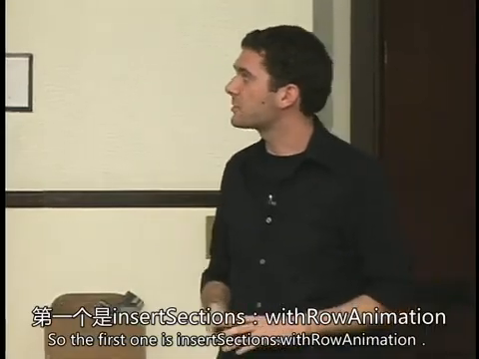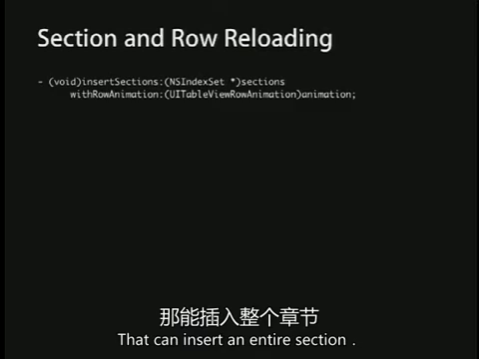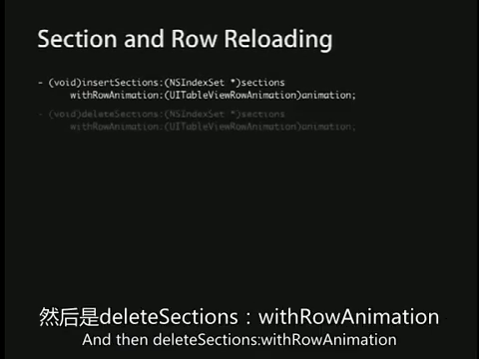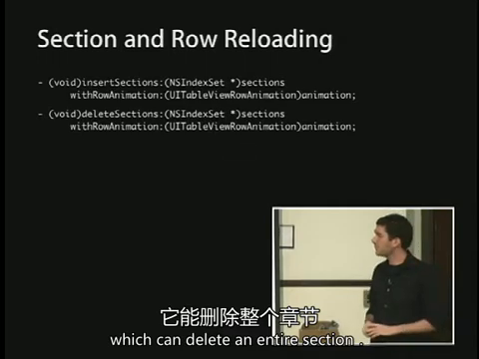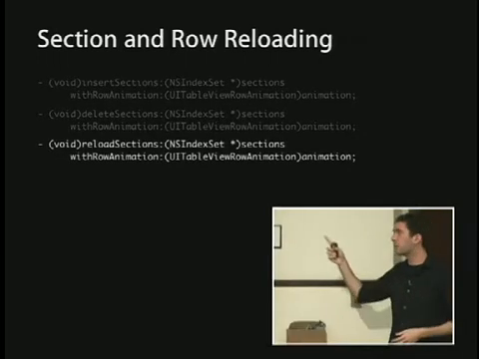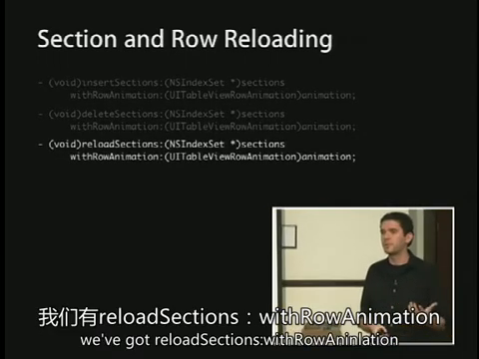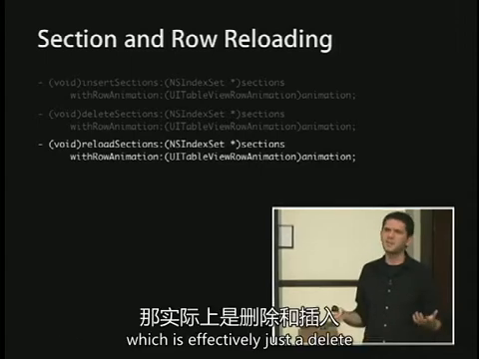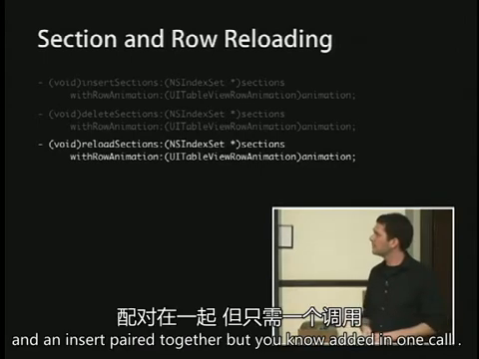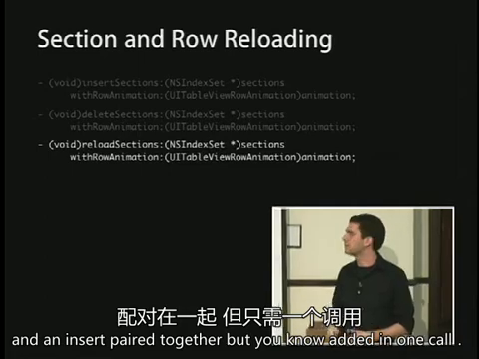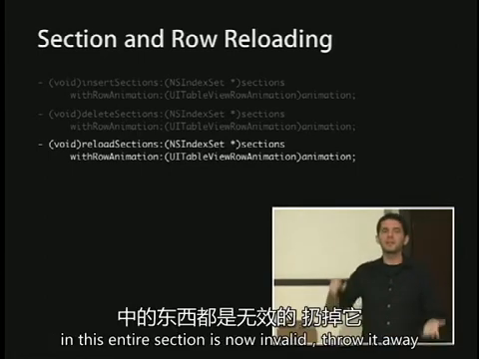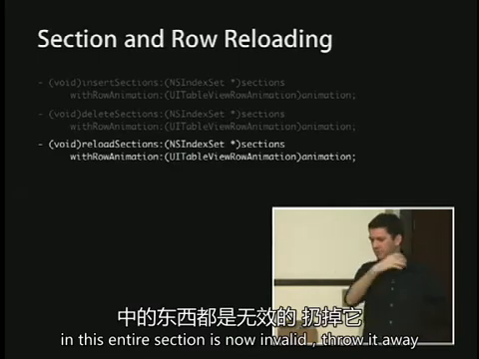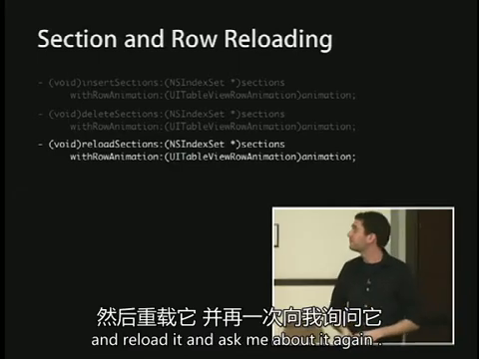So the first one is insertSections with row animation. That can insert an entire section. And then deleteSections with row animation, which can delete an entire section. And new in iPhone OS 3.0, we've got reloadSections with row animation, which is effectively just a delete and an insert paired together, but added in one call. So you can basically tell the table view everything in this entire section is now invalid, throw it away and reload it, ask me about it again.